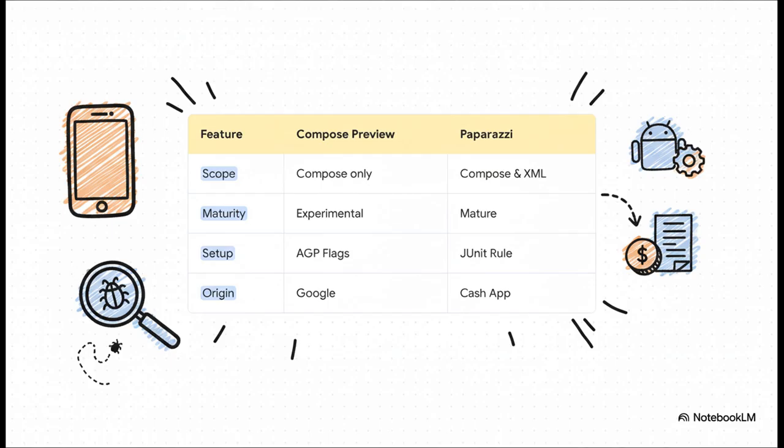For setup, the Compose tool uses some experimental flags in your Gradle plugin, while Paparazzi uses that standard JUnit rule we just saw. And finally, their origin, Google versus Cash App. This kind of hints at official top-down support versus a more community-driven, grassroots development style.